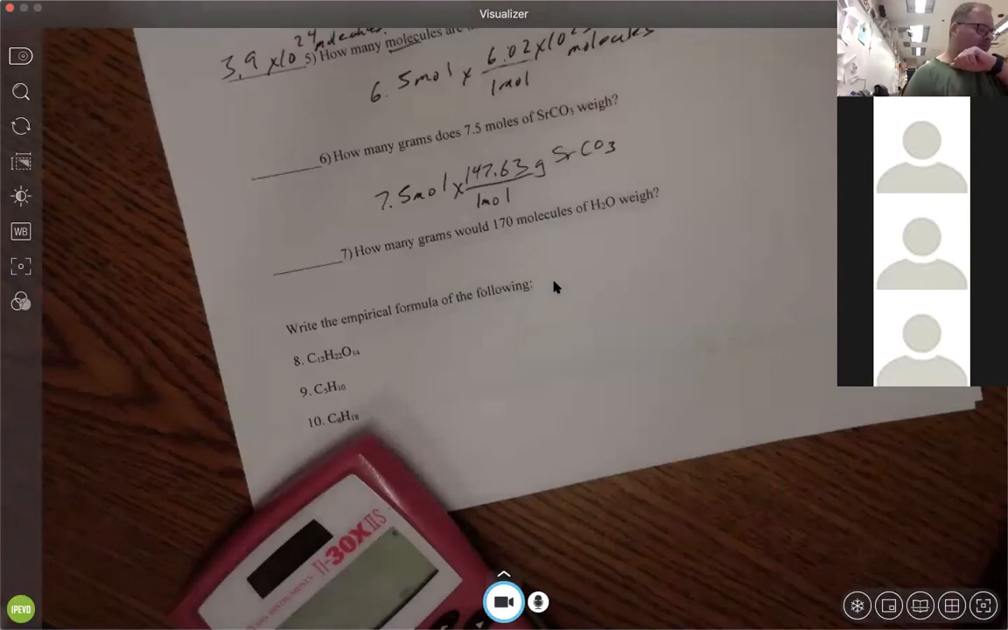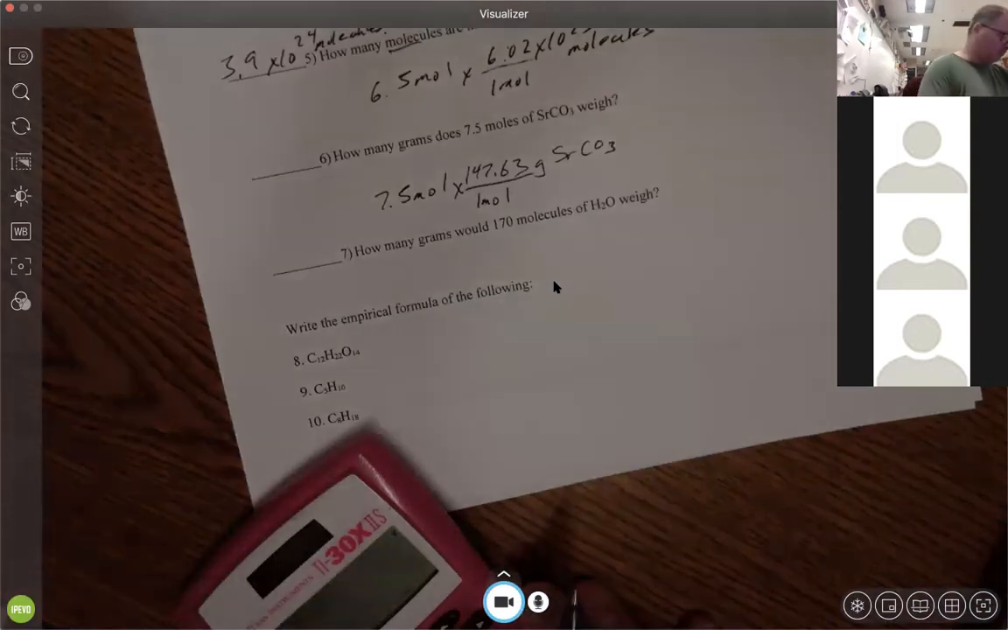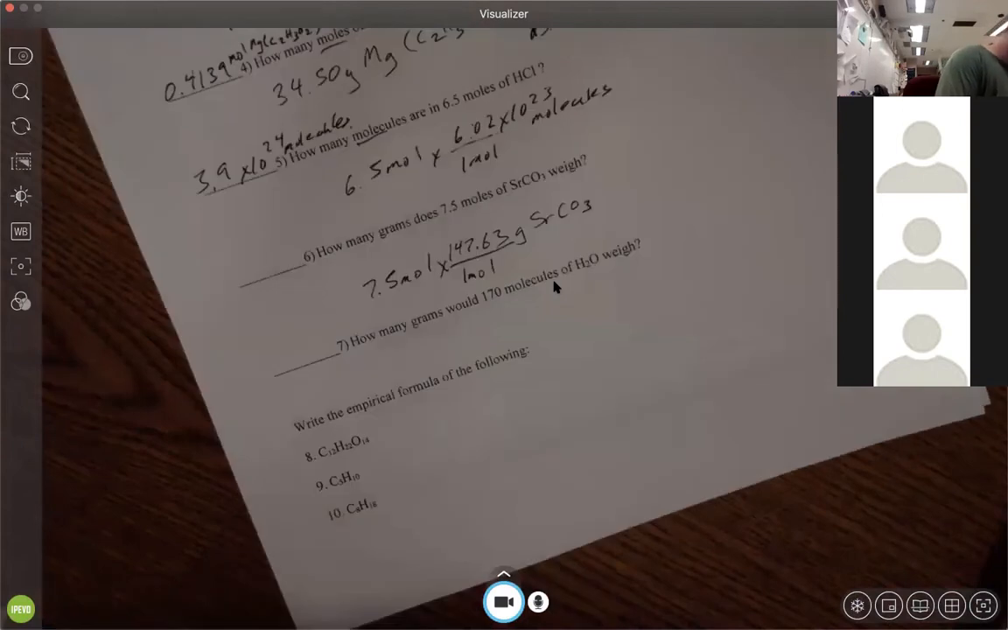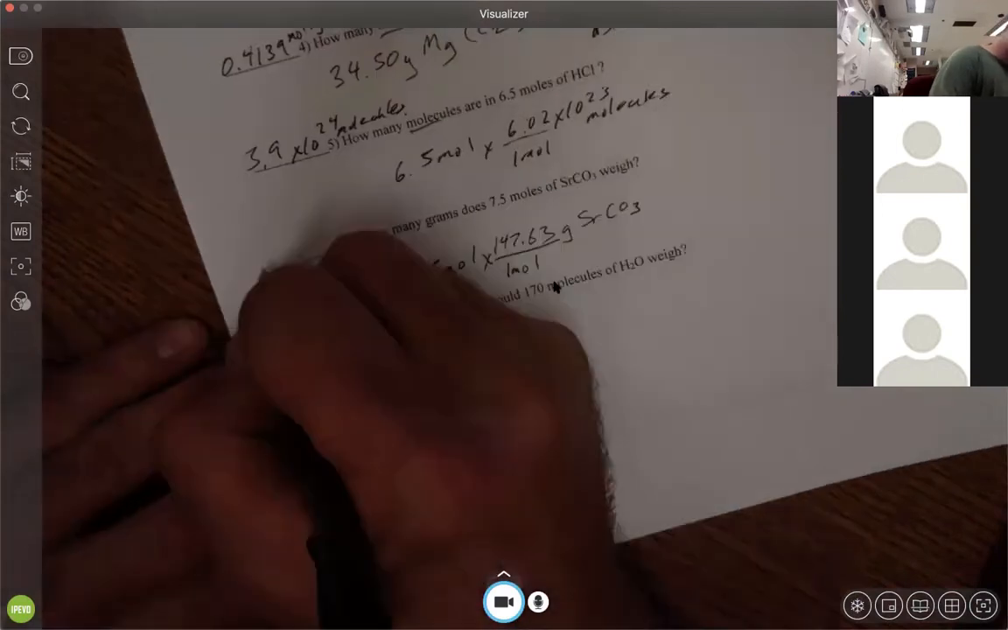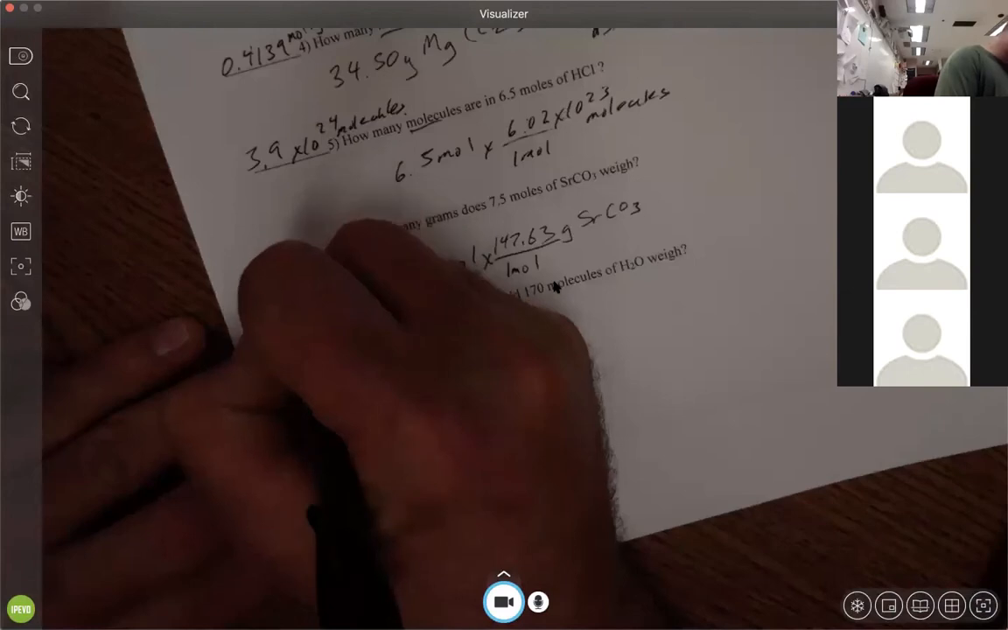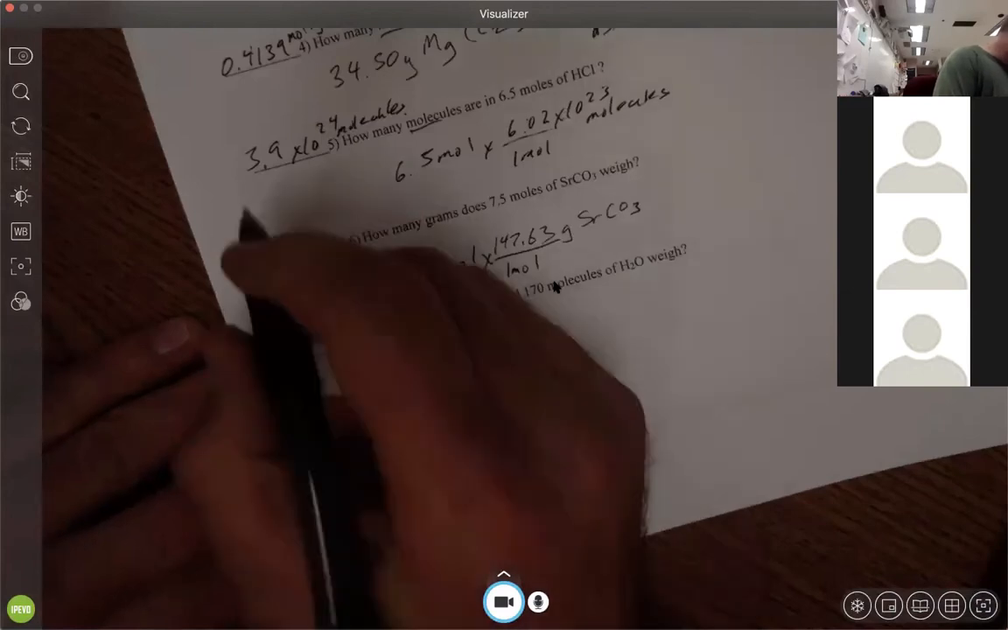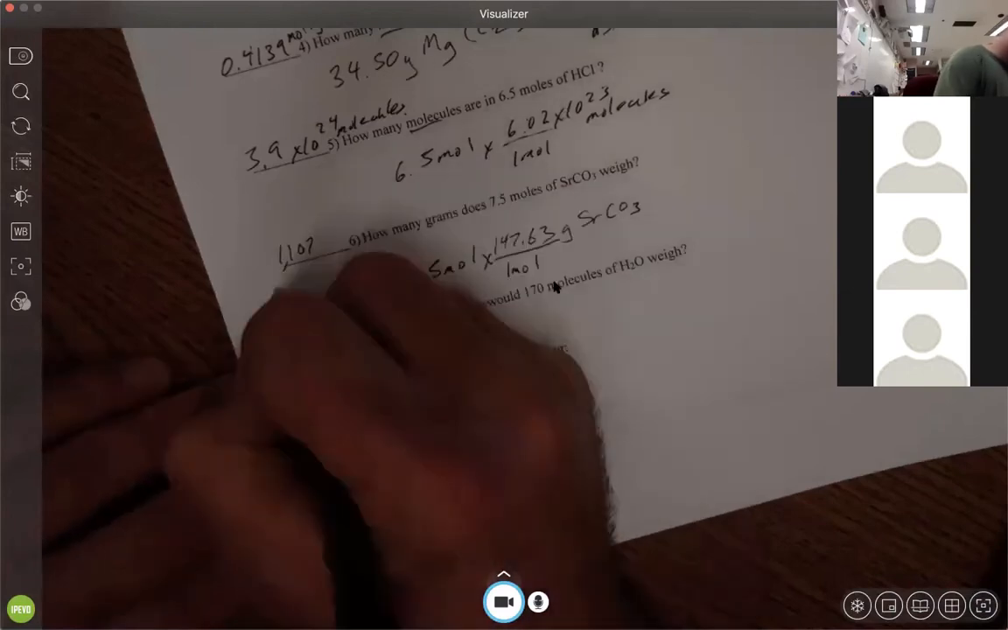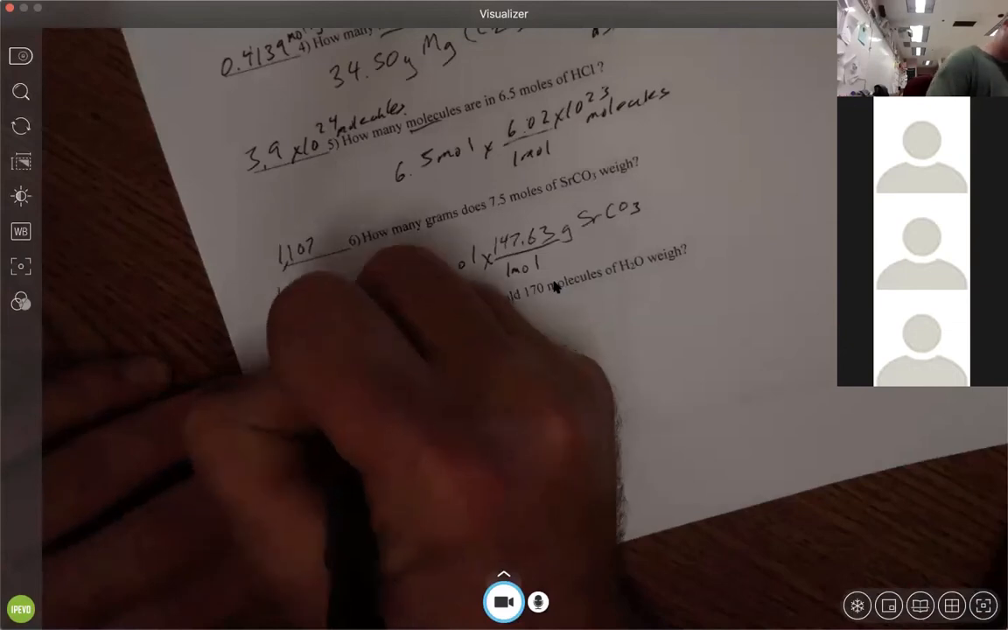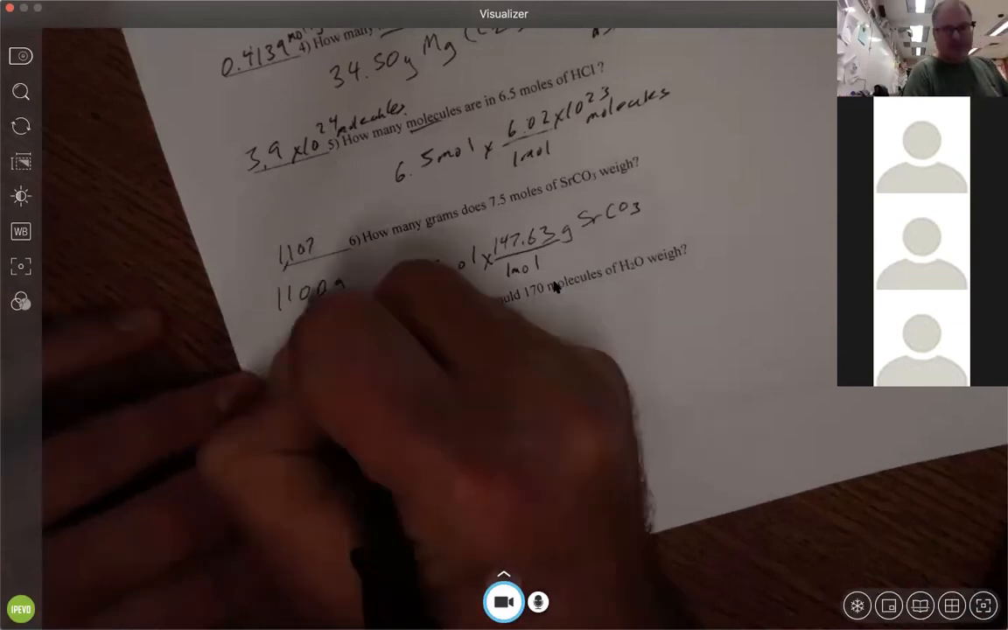7.5 times 147.63. It's 1,107.225. 1,107 is going to round to 1,100 grams. 2 significant digits.